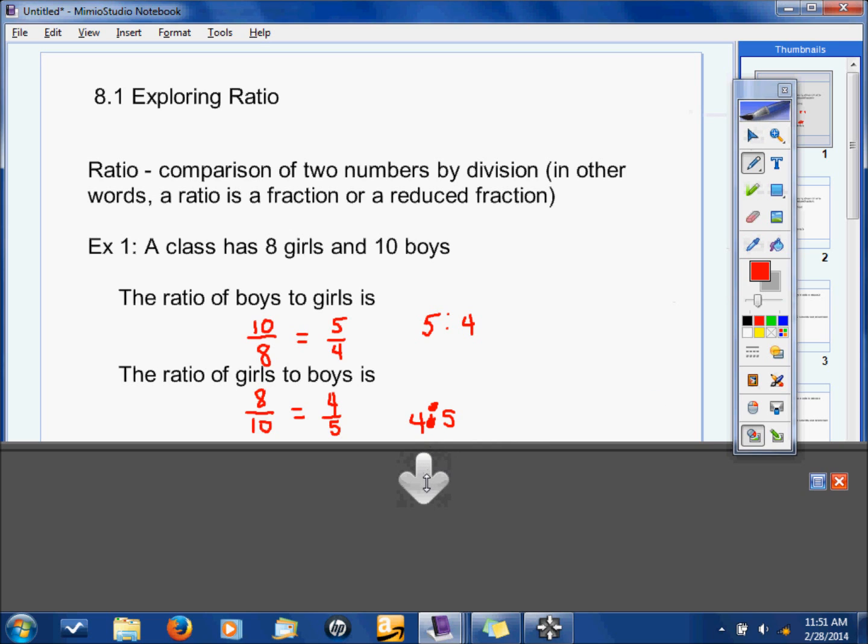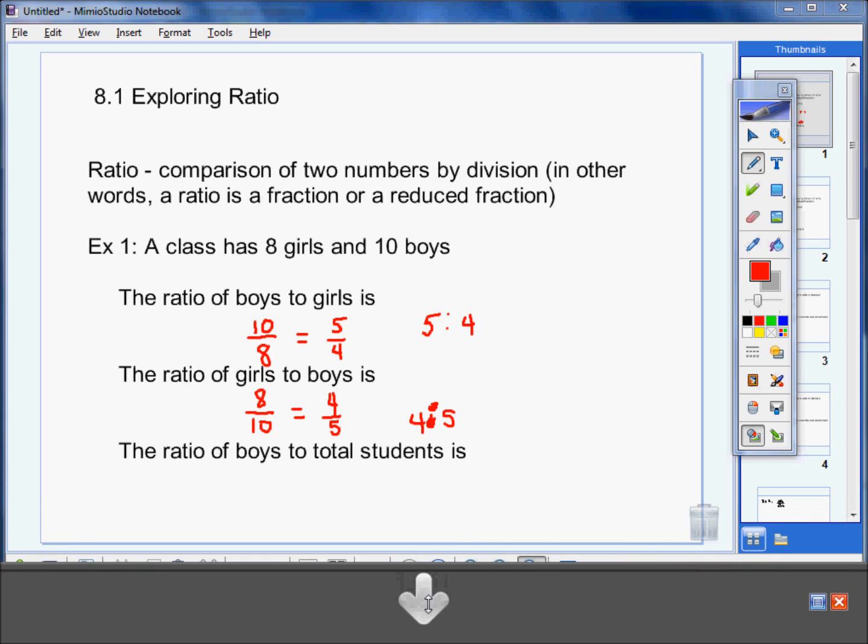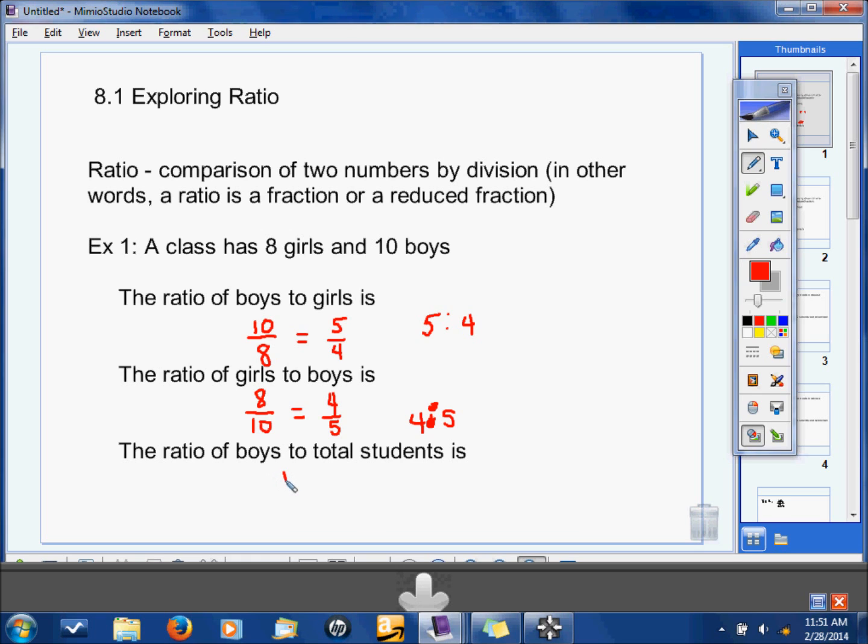So 4 to 5. Same information, we could ask the ratio of the number of boys to total students. So the number of boys is 10, and 18 is our total students. So sometimes you have to do a little bit of math in this problem to figure it out. 10 to 18, so that would reduce to 5 out of 9. And we could say every 5 out of 9 students is a boy.